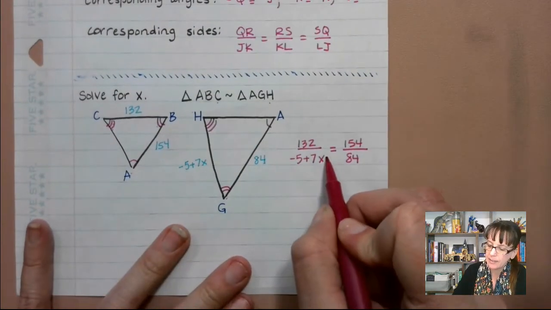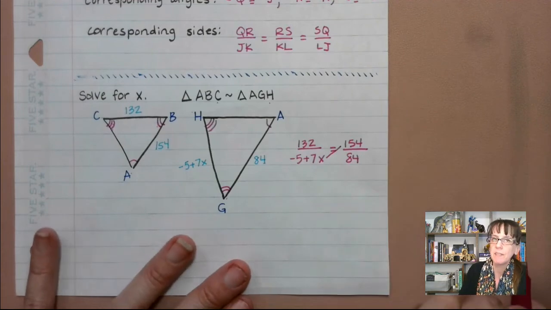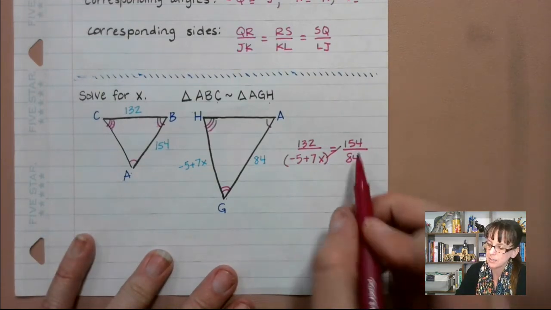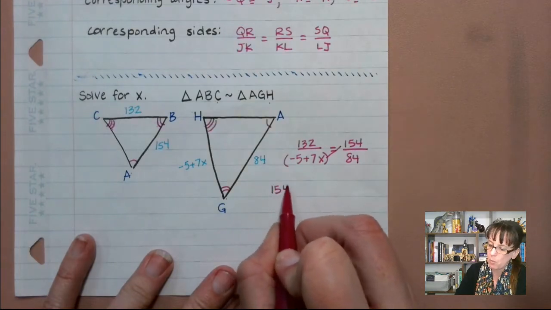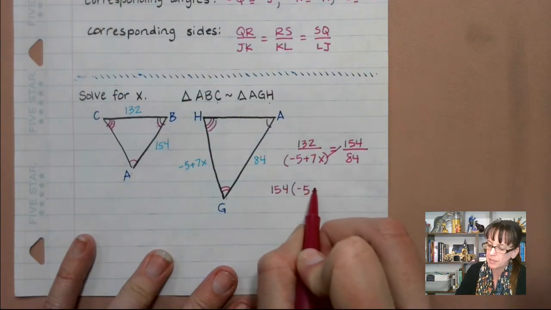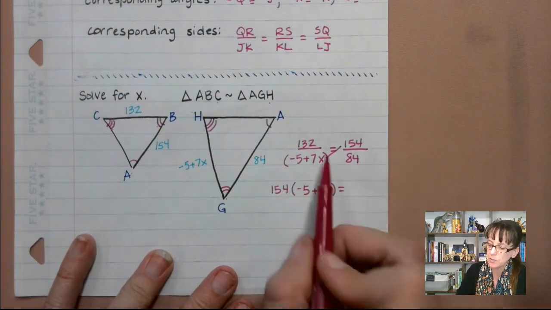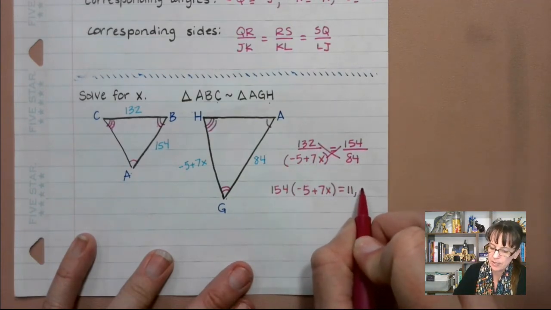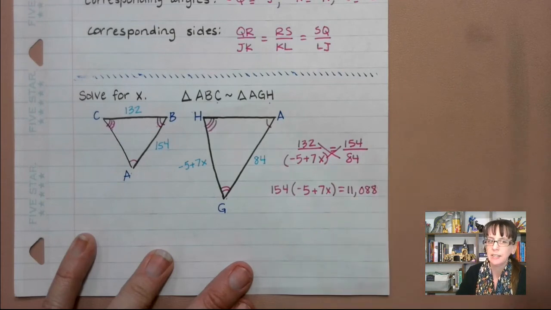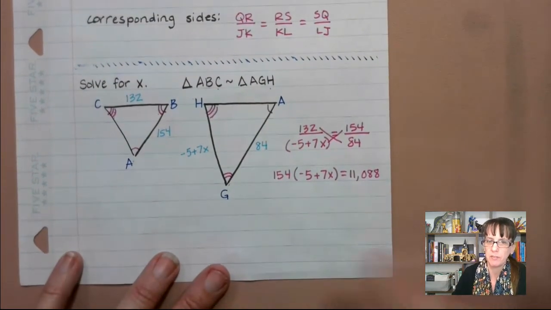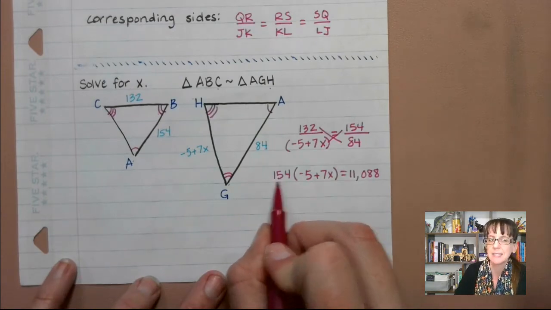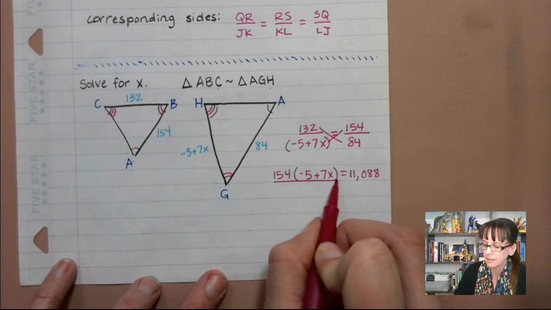Okay, so now we just use our cross products. We say this times this, and remember, if you have addition or subtraction in a fraction, protect it with some parentheses. So 154 times negative 5 plus 7x equals 132 times 84. You do that, you're going to get 11,088. I could distribute that 154 into each of these, but that's going to give me some huge numbers. Instead, since I'm multiplying it, I'm going to divide.